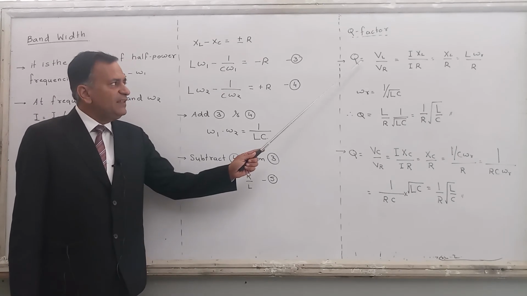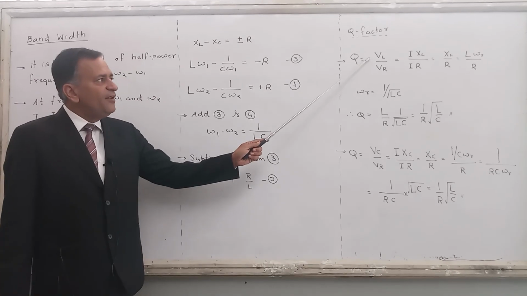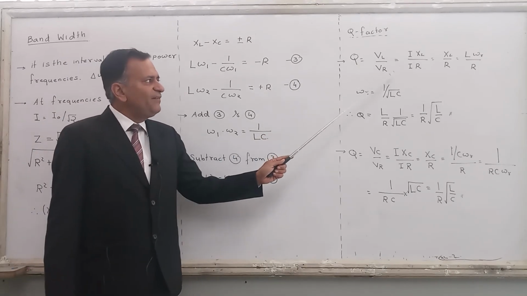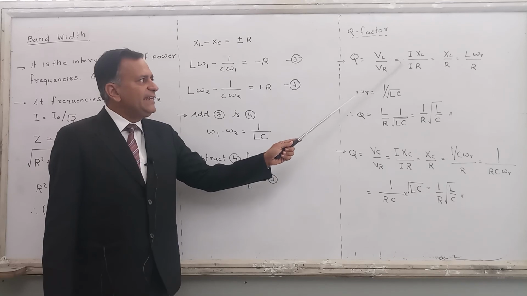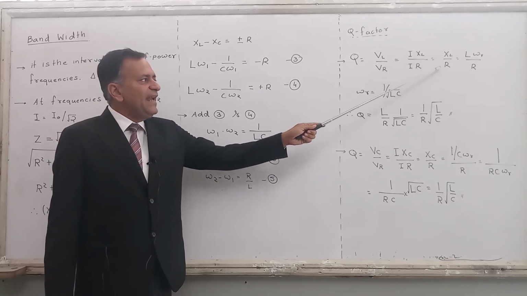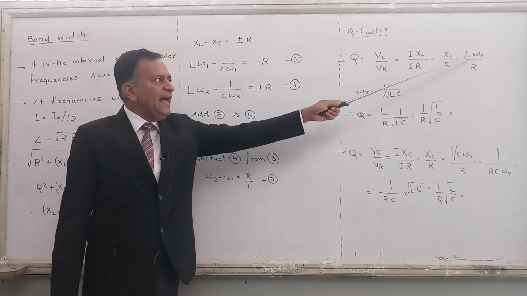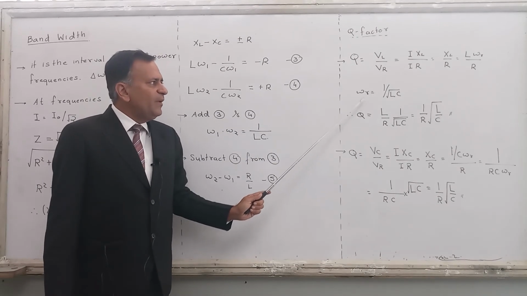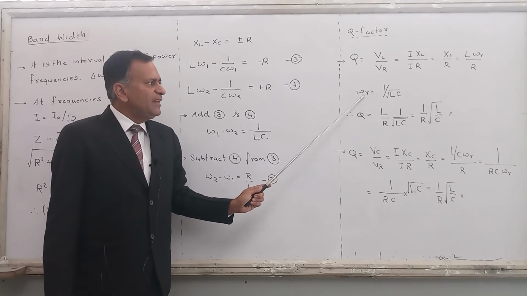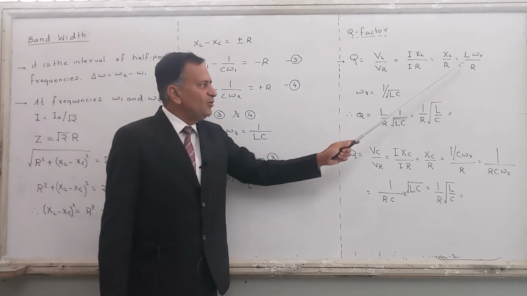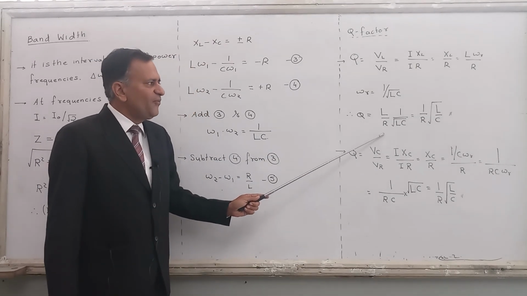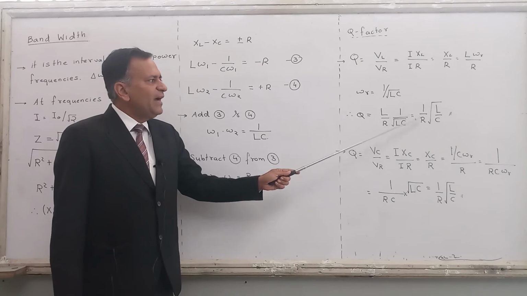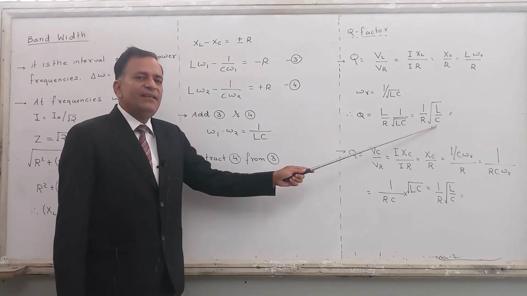Right? Now see the mathematics of this, very simple. VL is equal to I XL, VR is equal to I R, I cancels on both sides, that is XL by R. XL is equal to L omega R, and simply R is equal to R. Now what is the value of omega R? Omega R is equal to 1 by root LC. Put this equation of omega R into this and what you get is this. Finally Q factor कितना आया? 1 by R root of L by C.